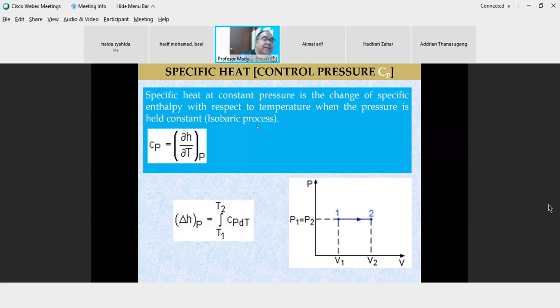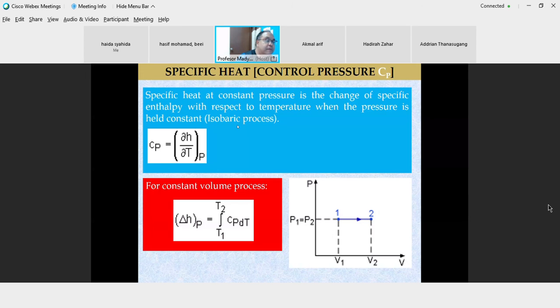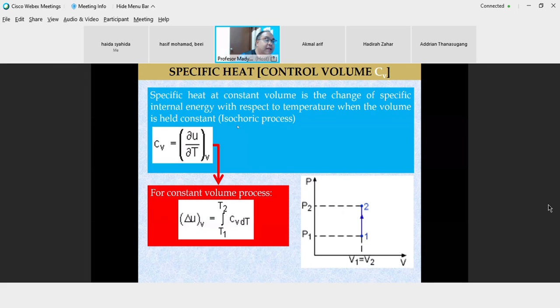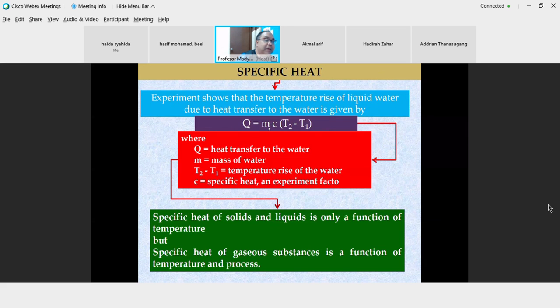Okay, there are two processes you can look at. There are some isochoric processes, and one is isobaric. So isobaric means the pressure, because the word bar is the pressure. That's why in this question it will be either MCP or MCV. So CP or CV will depend on what the question gives.